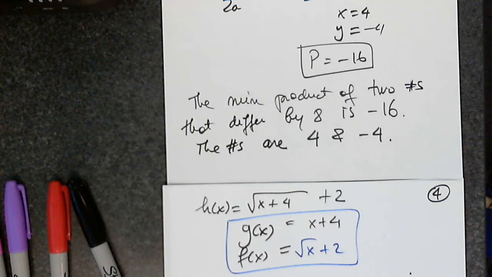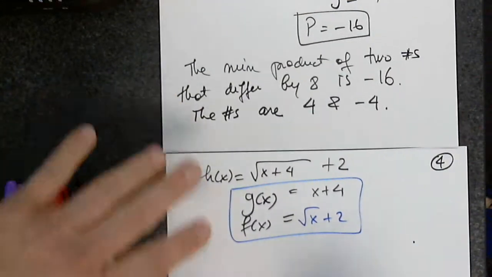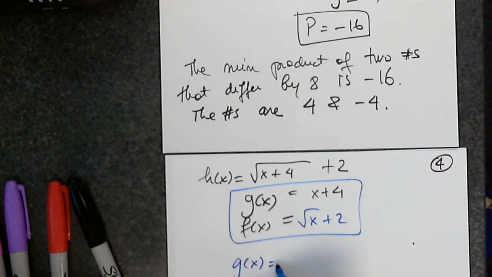Take your functions and find f comp g and see if you get h. If you get h, then you get the points. Can you give me those two functions? What were they? So g was the square root of x plus 2, and f of x is x plus 4. Yeah. Perfect.